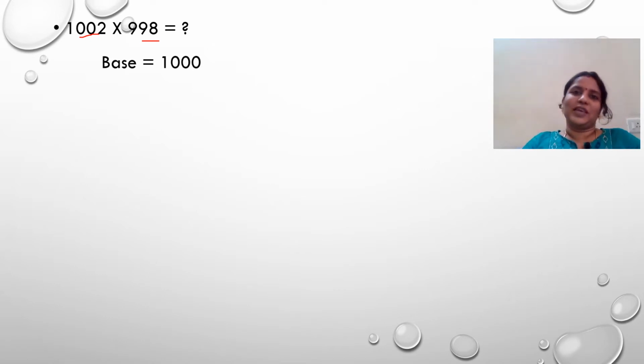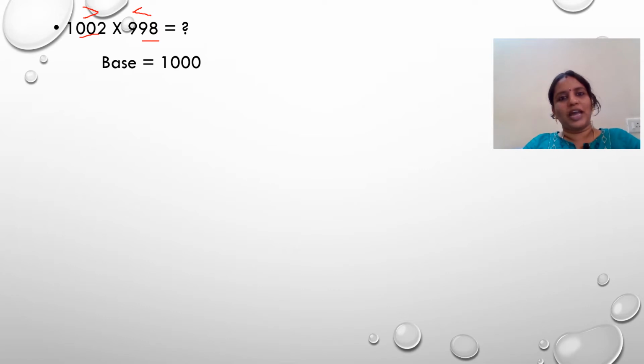First sum is 1002 into 998. See, first we have to find the base for these numbers, isn't it? Yes. The numbers are 1002 and 998. Both numbers are closer to the base 1000, isn't it? So the base for this problem is 1000, and 1002 is above the base and 998 is below the base. Okay. Then what do we have to do?